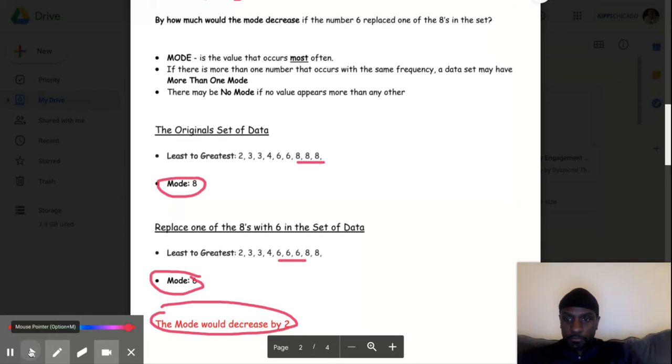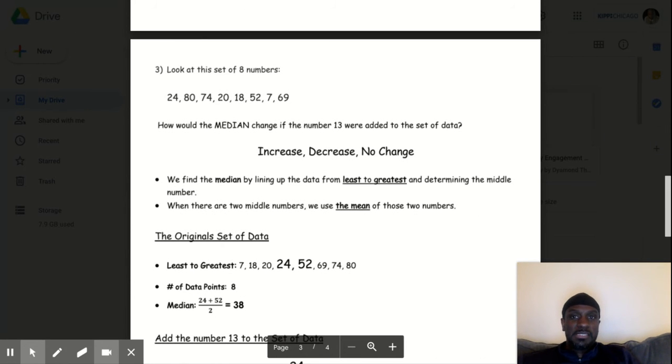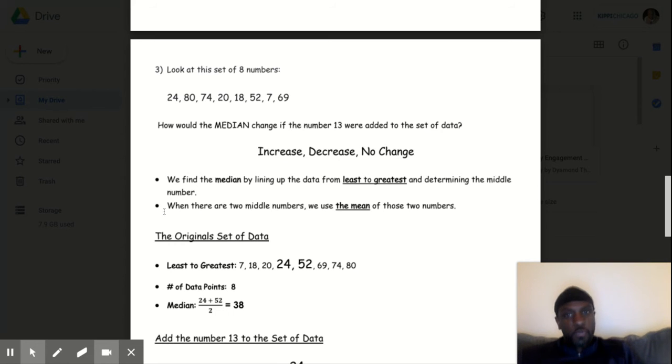Now, here we go. Next one. Look at the set of numbers. The set of 8 numbers. 24, 80, 74, 20, 18, 52, 7, 69. How much would the median change if the number 13 was added to the set of data? I'm not getting rid of any data. I'm going to add 13 to the data. So first, I need to know what the data looks like without the 13.